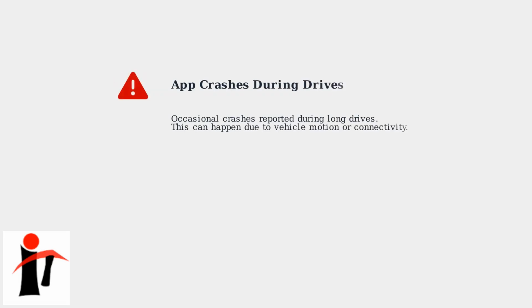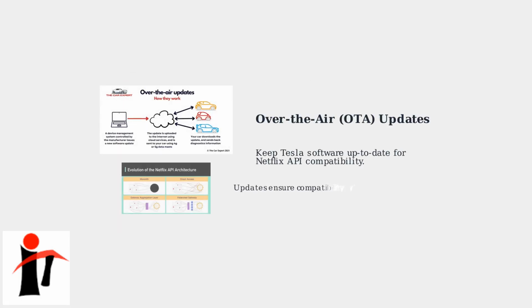Occasional app crashes have been reported, particularly during long drives. This may occur due to vehicle motion or temporary connectivity issues. Restarting the Netflix app usually resolves this problem. Ensure your Tesla software is up to date via over-the-air updates to maintain compatibility with Netflix's API. This prevents compatibility issues and ensures smooth operation.